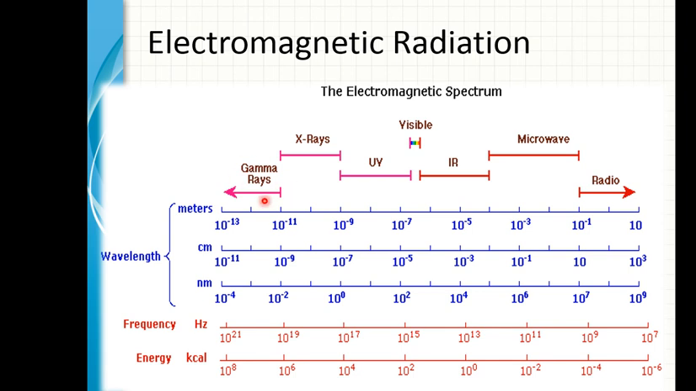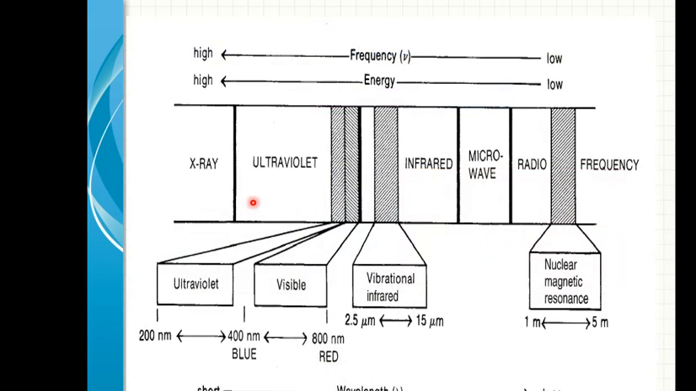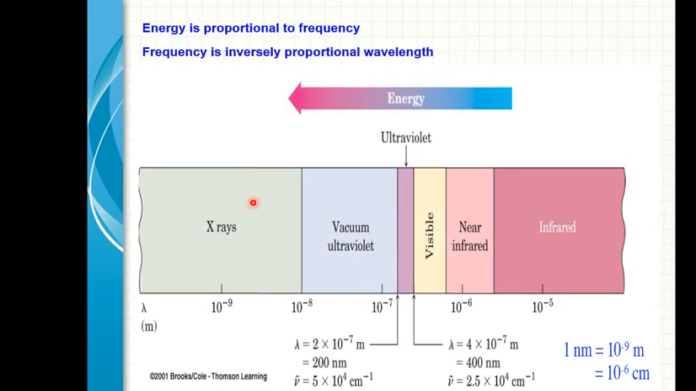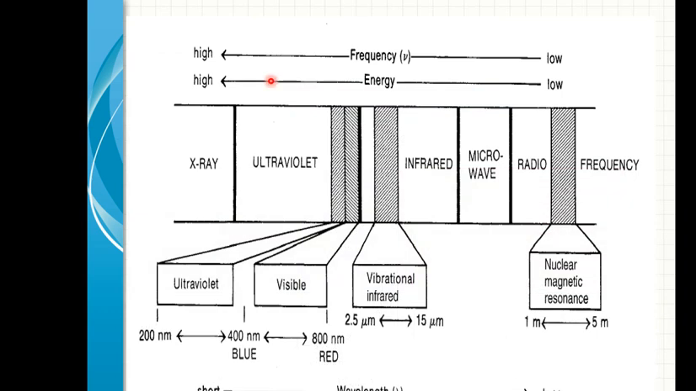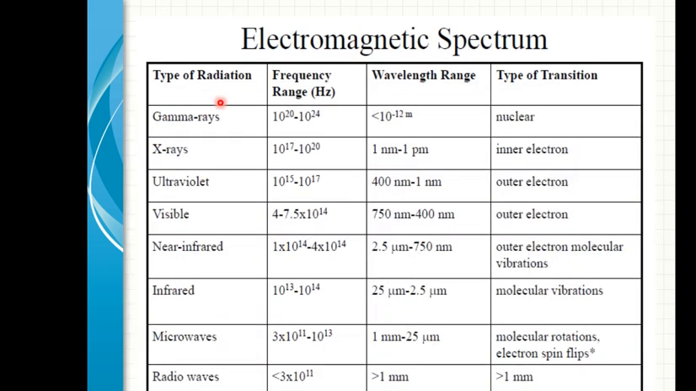So the gamma rays, X-rays, UV, visible, IR, microwave, and radio frequency are different parts of electromagnetic radiation. Every part reacts differently with the sample. Here it's the same: energy is proportional to the frequency, and frequency is inversely proportional to the wavelength. Like here, this is a type of radiation, this is the frequency range, this is the wavelength range, and this is a type of transition.